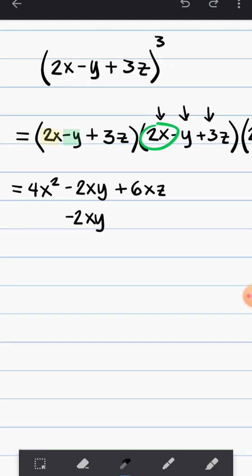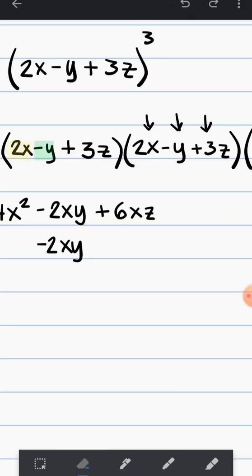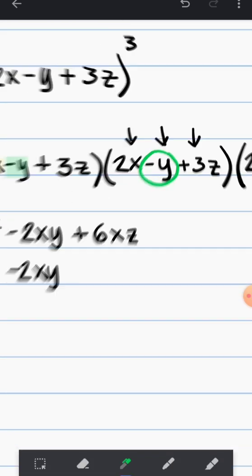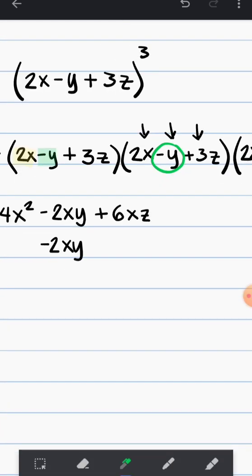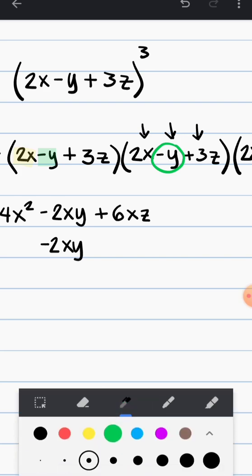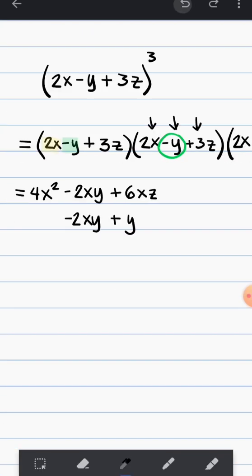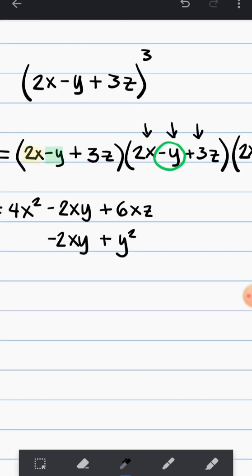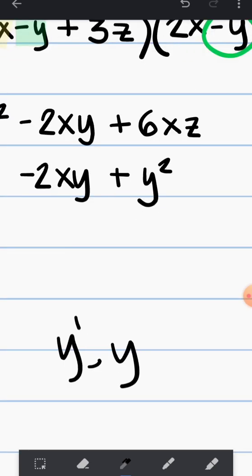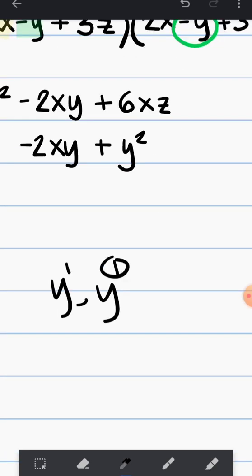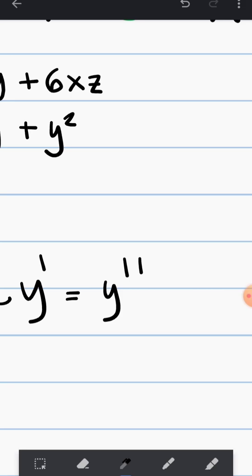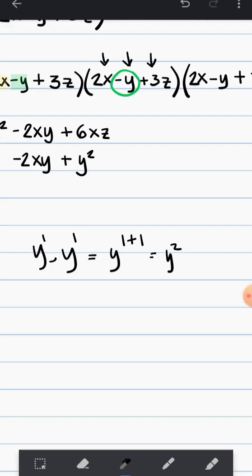And then negative y, this term, times the next term here, which is negative y. So negative y times negative y, they're both negative, and when you multiply a negative to a negative, that's going to be positive. So y times y is basically y squared. By the law of exponents, when you multiply the same base, you just have to add their exponents. That's why it's equal to y squared, so 1 plus 1.